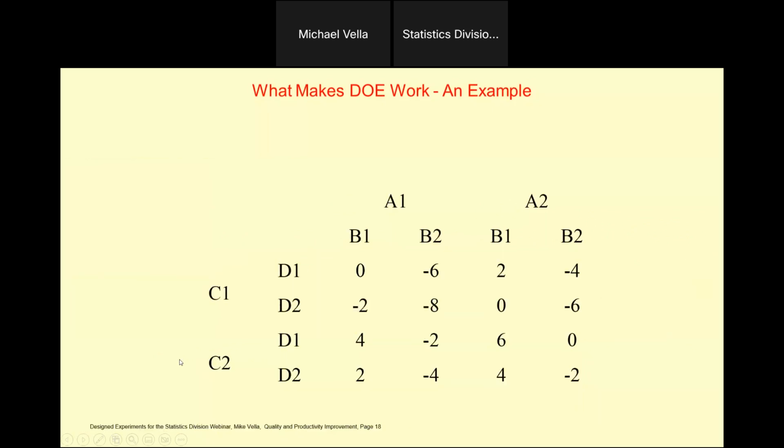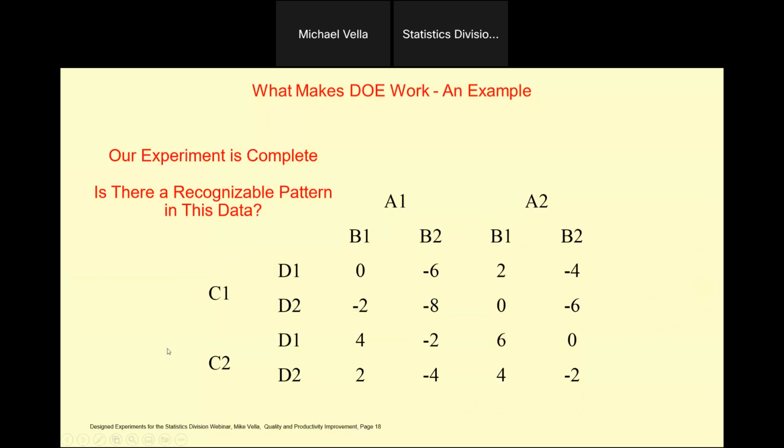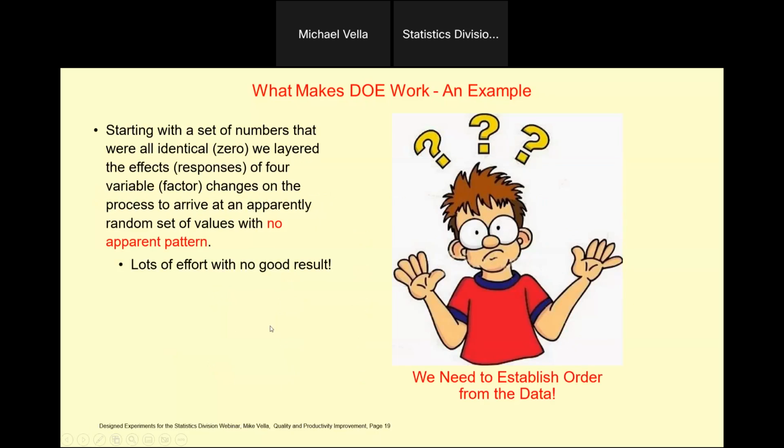So the question is, now that we have our results, our experiment is complete. The question is, is there a recognizable pattern in the data? And there isn't. That's the problem. That's me over here on the right, trying to figure out what's going wrong. Starting with a set of numbers that were all identical, we layered the effects, that is responses, of 4 variables, factors, on a process to arrive at apparently a random set of values with no apparent pattern. Lots of effort with no good result.